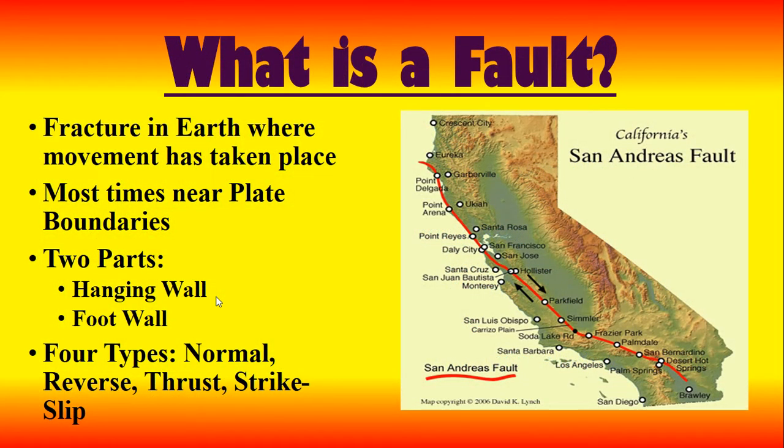Now, what is a fault? A fault is a fracture of Earth where movement has taken place. And you can see in this picture over here, this is the San Andreas fault, where one side's going up, one side's going down.